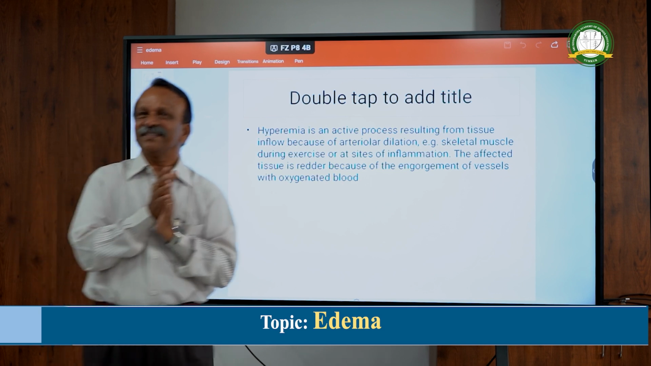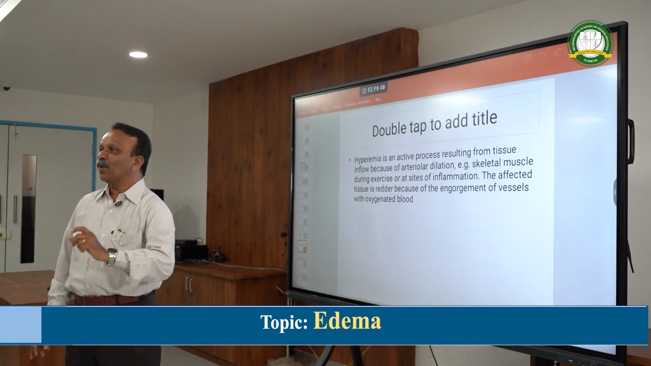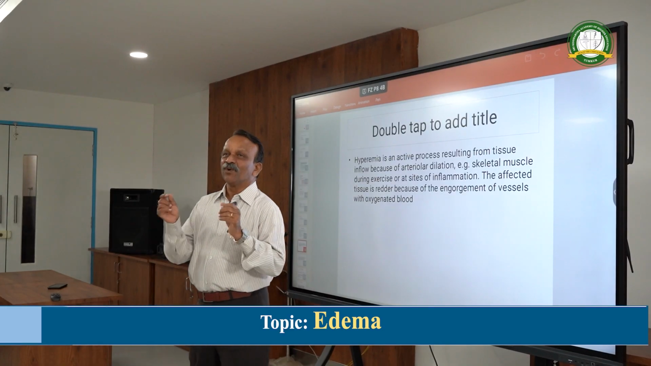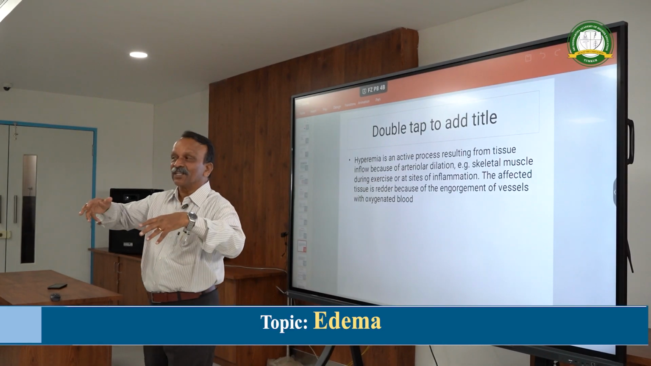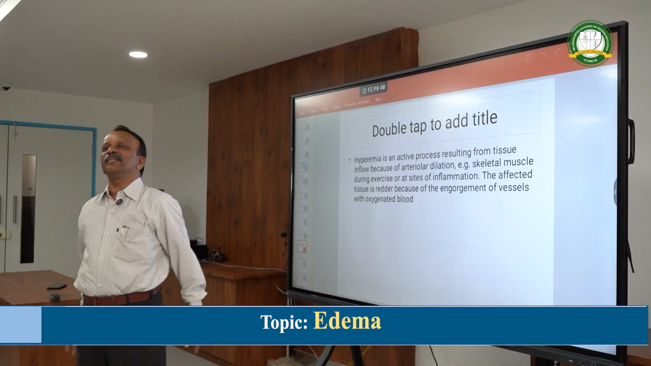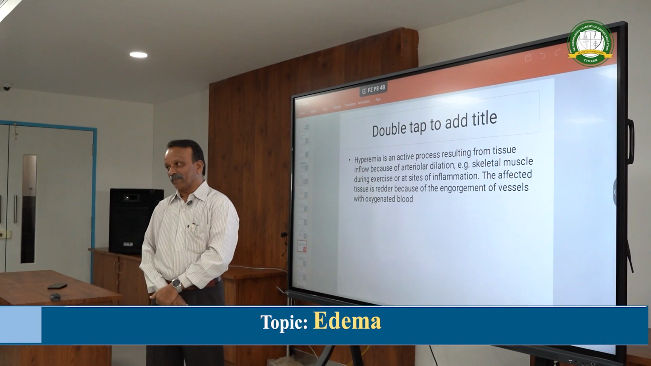What is the cause for this hyperemia? It is the neurohumoral mechanisms. Where there will be dilatation of the blood vessels, arteries and arterioles, and flushing of blood in the dilated arteries and arterioles, that is called hyperemia, right?